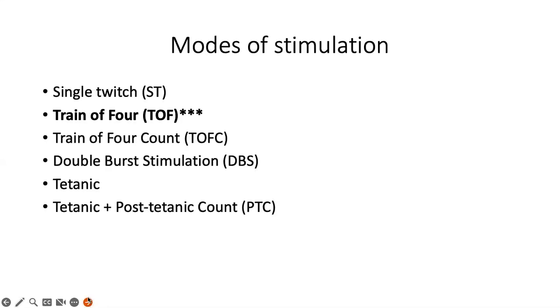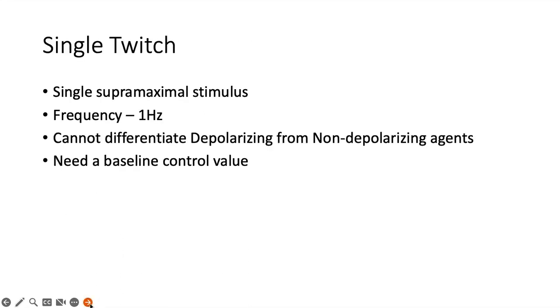Then the modes of stimulation on the nerve stimulator are single twitch, train of 4 count, double burst stimulation, tetanic, and post-tetanic count. The one that is mostly used is the train of 4 ratio. Okay, so that's what you'll find on most modern nerve stimulators. I will explain to you why you would use the other modalities. But the one you need to know very well is the train of 4 ratio. That tends to pop up a lot in the exams.